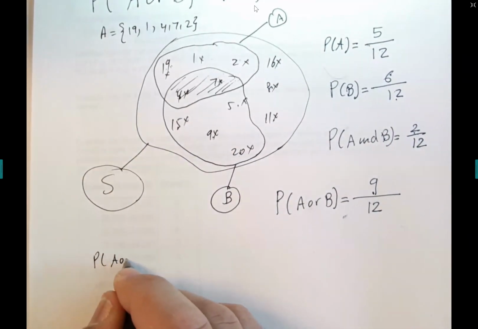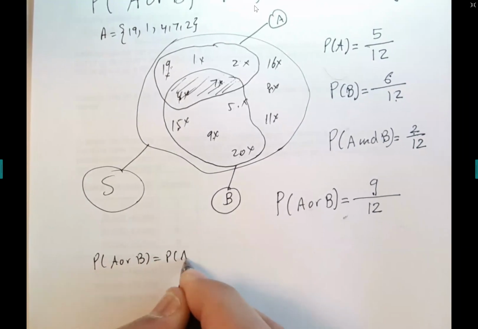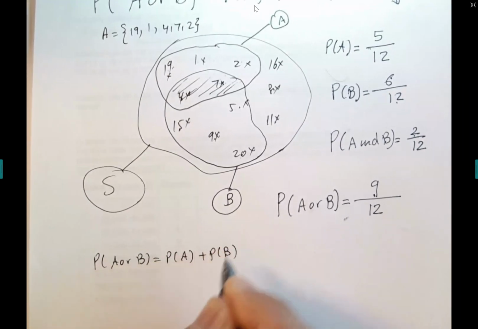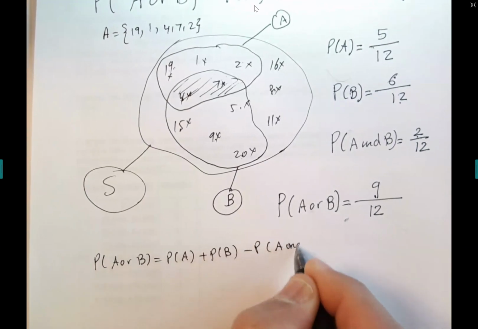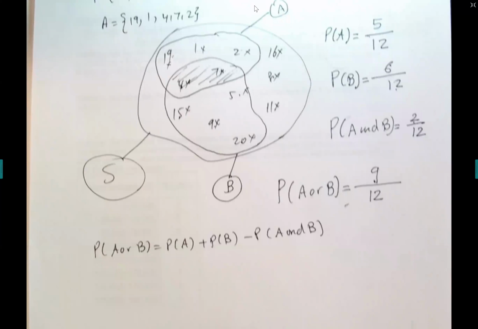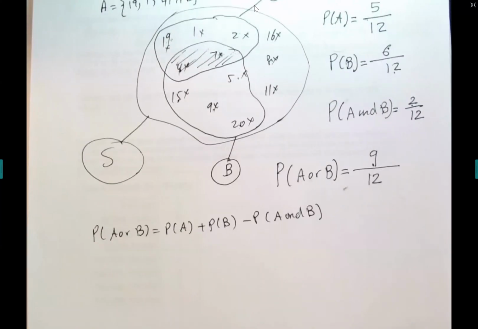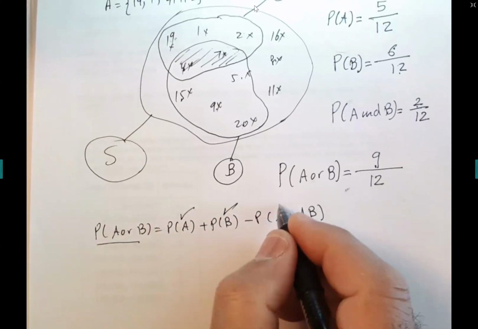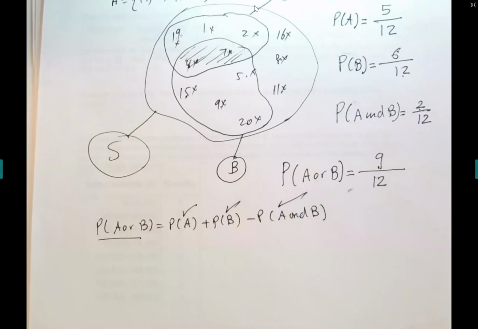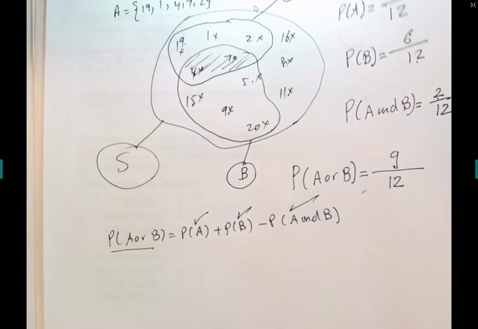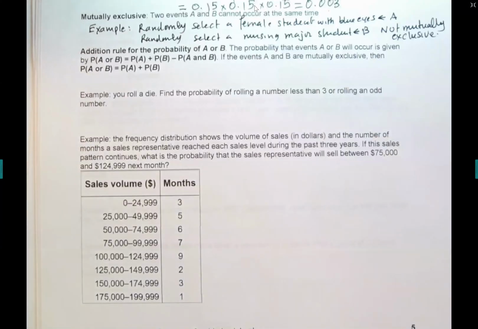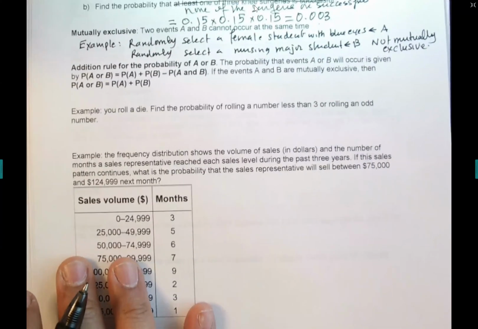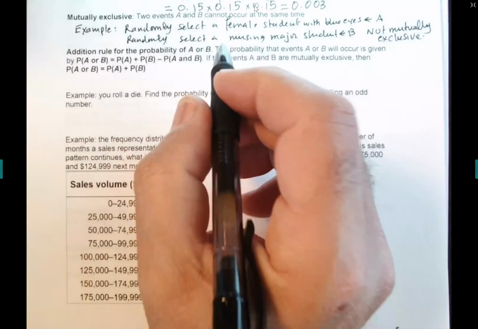Probability of A or B equals probability of A plus probability of B minus probability of A and B. That is the formula. This is called the addition rule. And this formula is used to find the probability of A or B. In order to use this formula, guys, you need to know probability of A, you need to know probability of B, and you need to know probability of A and B. If you do know those 3, you can find the probability of A or B. So that's the formula, guys.